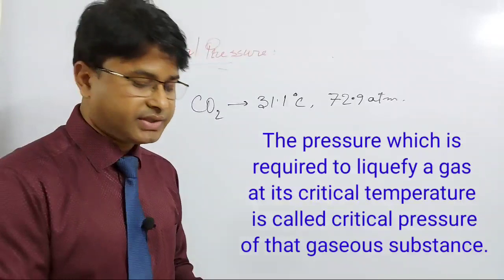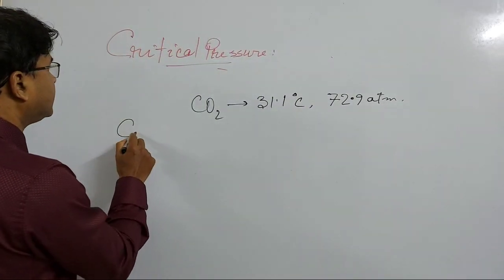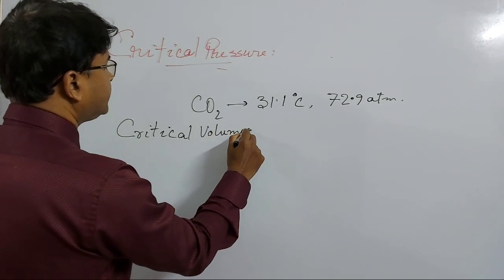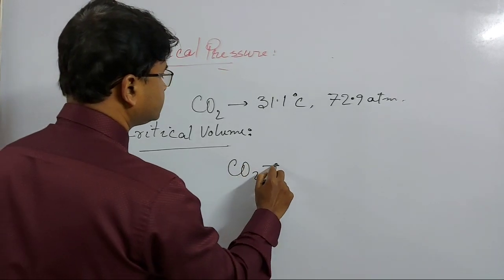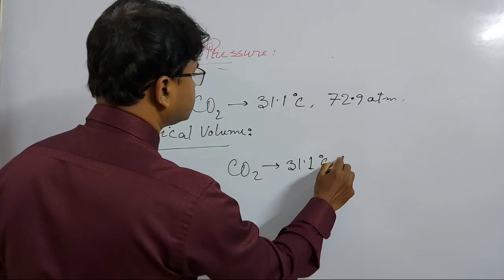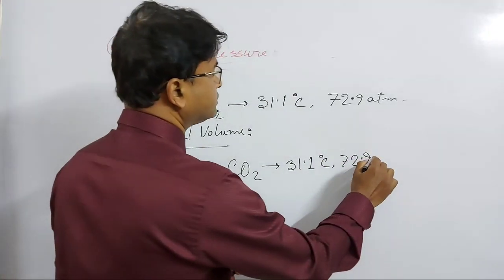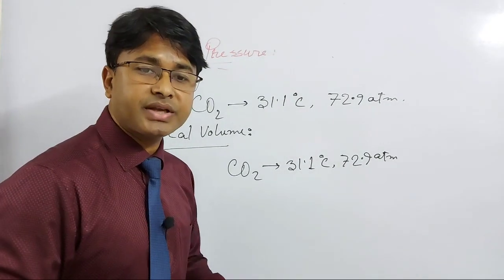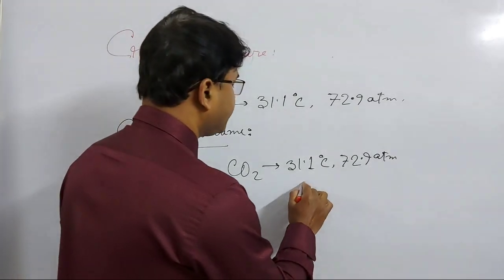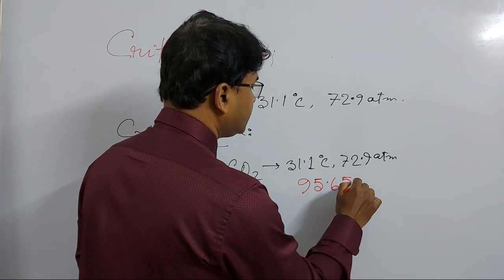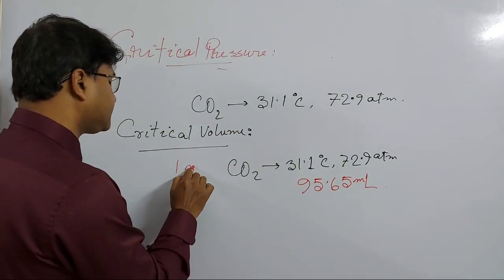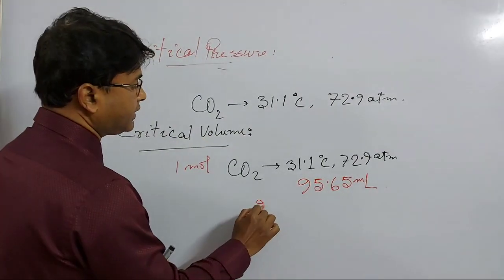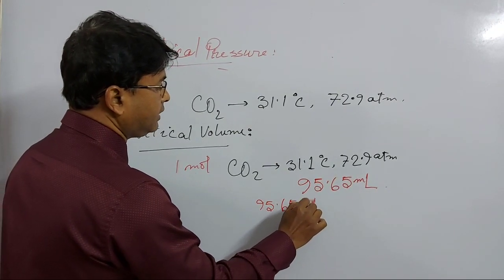And critical volume. Now students, look at the critical volume. The critical volume of carbon dioxide is... at 31.1 degree centigrade temperature and 72.9 atmosphere pressure, carbon dioxide occupies 95.65 ml volume. Here the amount of carbon dioxide is 1 mole. So students, I can say here the critical volume of carbon dioxide is 95.65 ml mole inverse.